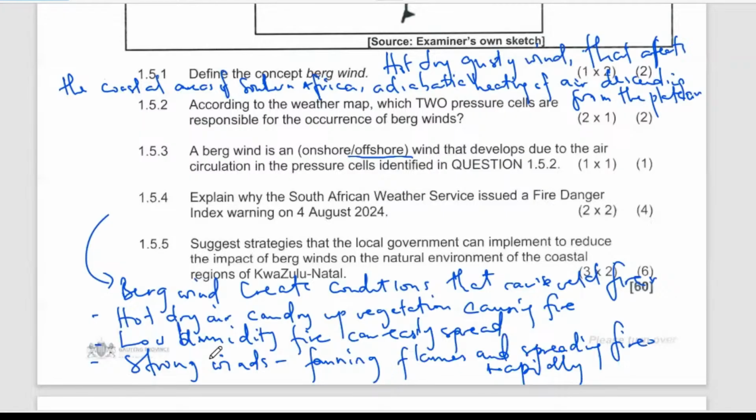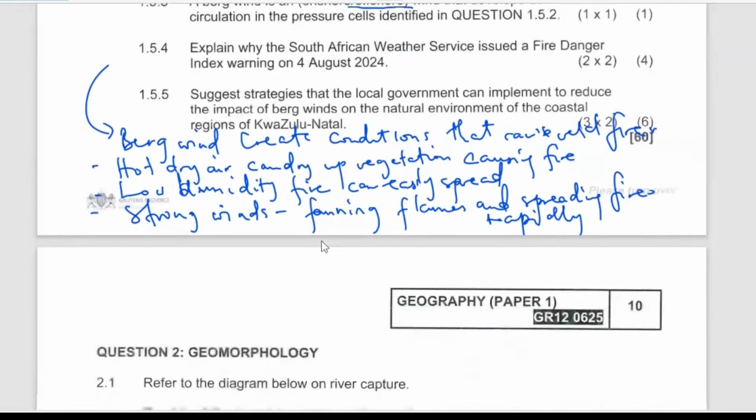And also because of the frictional effect, if it has friction with the ground surface, fires can easily start if there is dry vegetation or if there's dry matter on the ground. Because of the frictional effect, it can easily spark fires. And because of low humidity, the air blowing in a Berg wind condition will be dry winds, and those dry winds can facilitate fire to easily spread. And also because the winds are strong, they can fan the fire, and the fires can become very wild and spread rapidly.